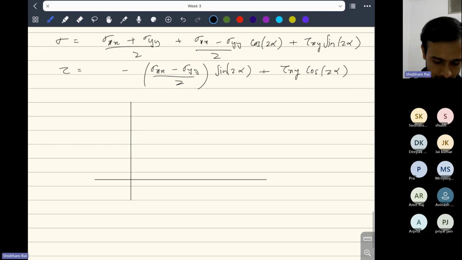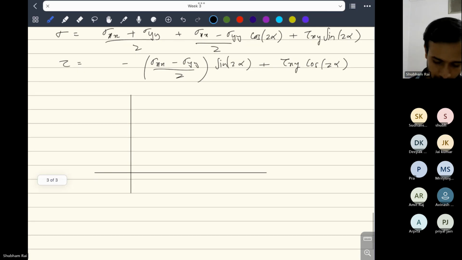Just drawing that. So that is the Mohr circle. Let's start. The center of the circle will be sigma xx plus sigma yy by 2. Let's say this is the center of your circle, and let's say you have some radius. This is your radius.